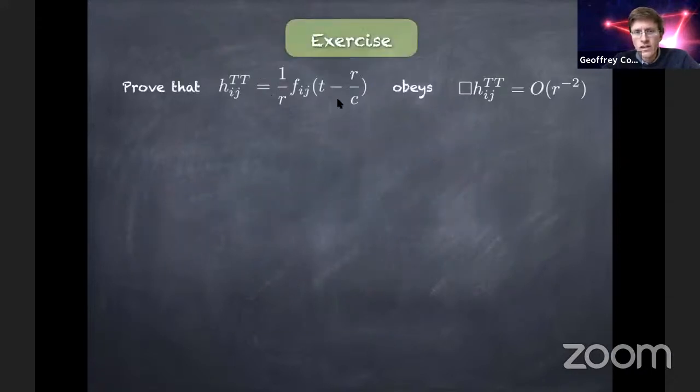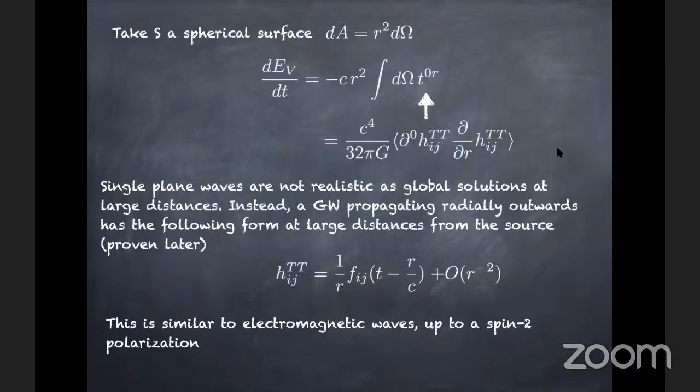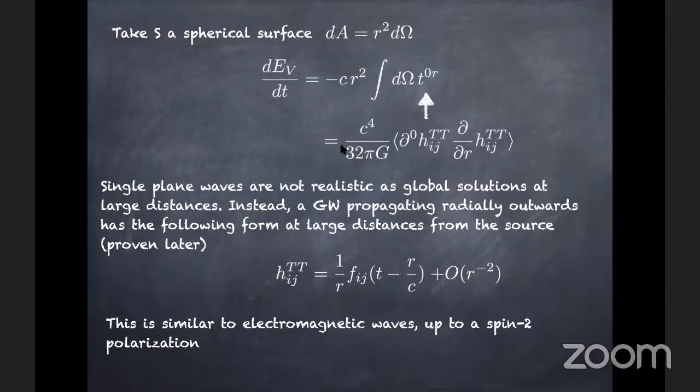So let's just check that this is indeed... Sorry, Geoffrey. Yes. Can you go back to what happened to this r squared in the first line? This equality is just for t zero r. I didn't do that operation yet. I mean, there is an r squared in the first line, but it disappeared.